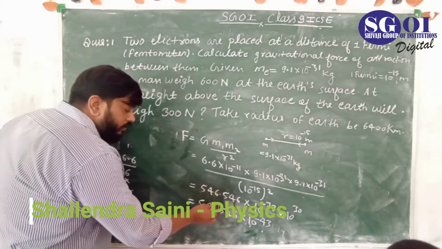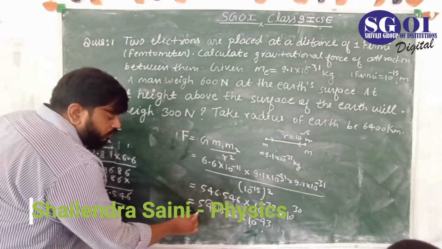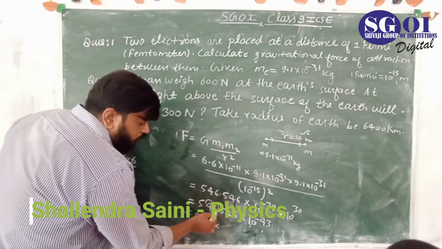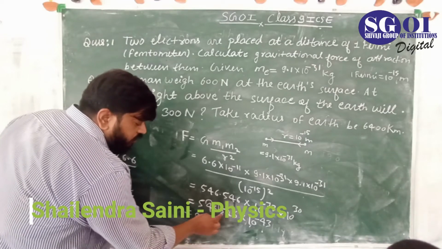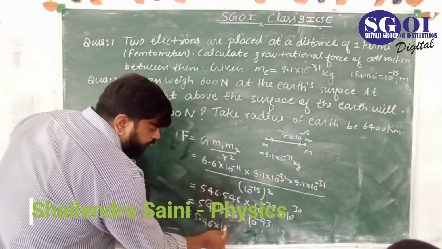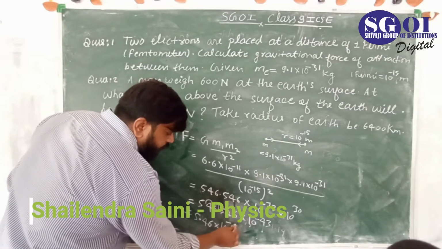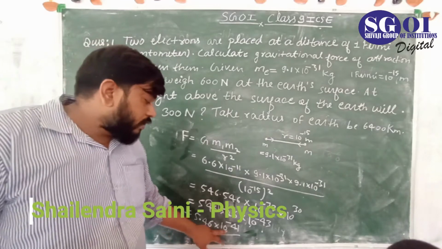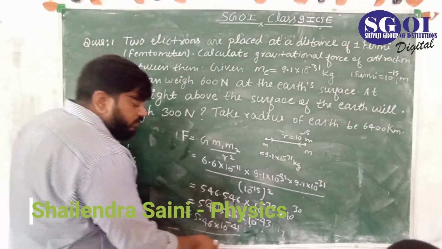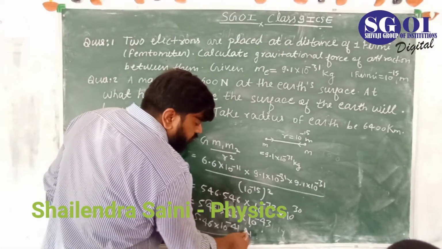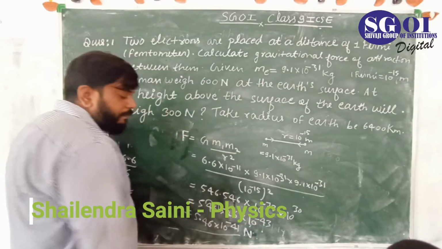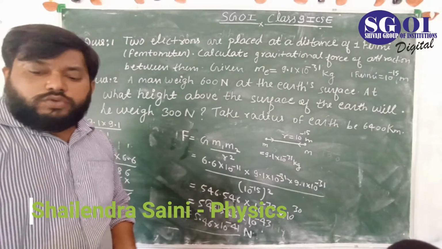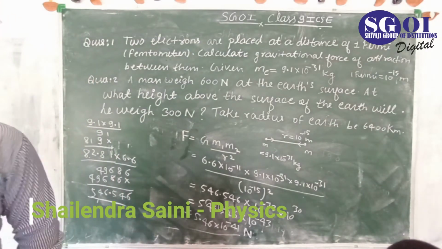Shift the decimal point to the left side. So it would be 5.46, up to 2 decimal places, into 10 to the power minus 41. And the unit of force in the SI system is Newton, so capital N. So this is the first numerical problem. I think you got this particular problem.